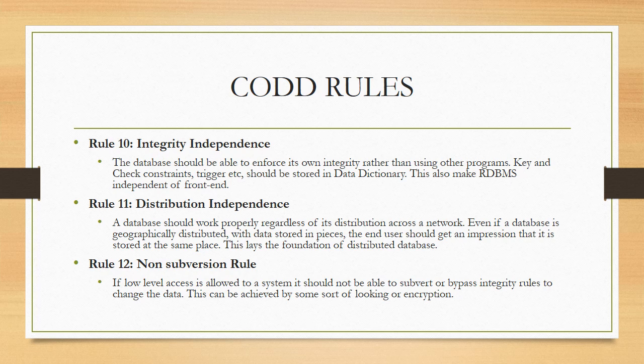Rule 10, integrity independence rule. The database should be able to apply the integrity rules through any query language and should be independent of the front-end application. The keys and constraints in the database should be strong enough to handle integrity.